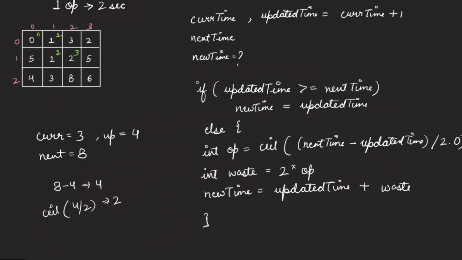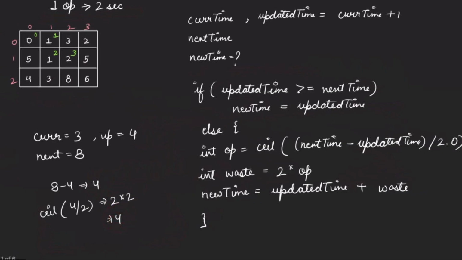Each operation is taking 2 seconds. So 2 into 2 will be 4. 4 is the total number of seconds that are being wasted. So this 4 will be added to the updated seconds, and we will be able to get the new time, which will be 4 plus 4, that is 8, right?